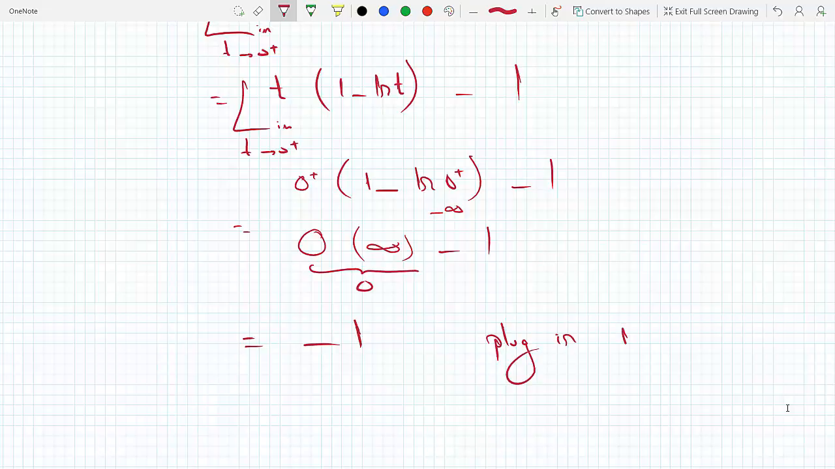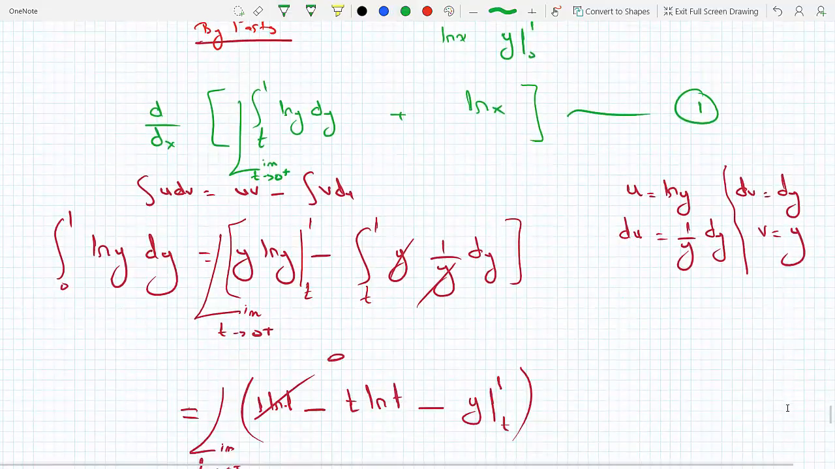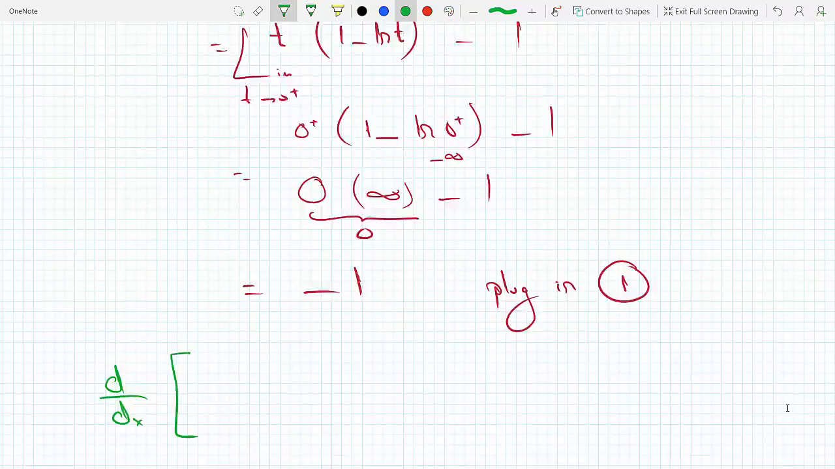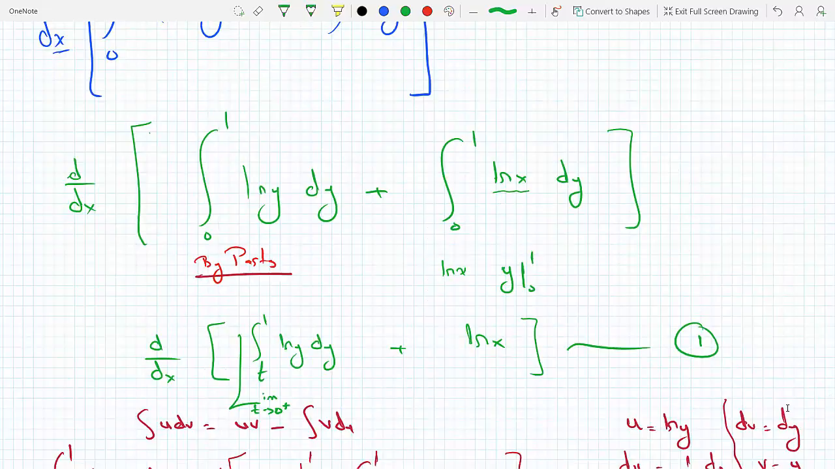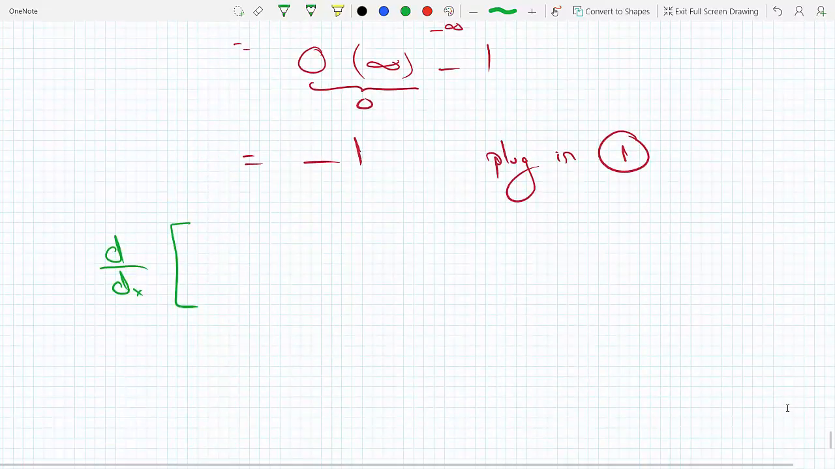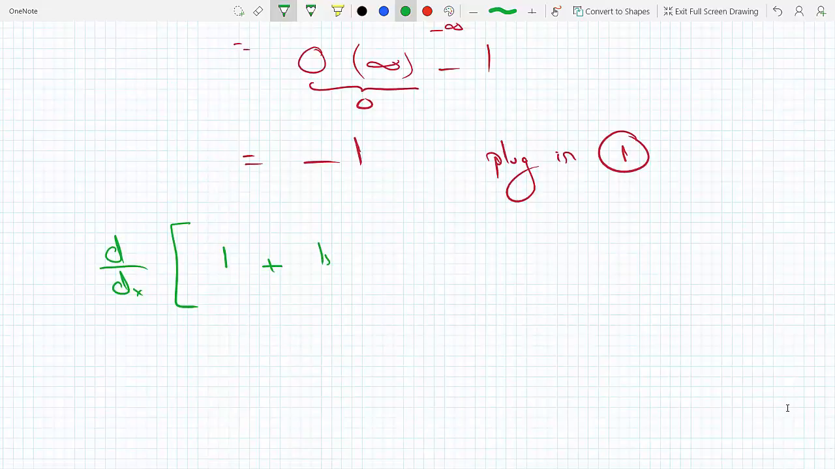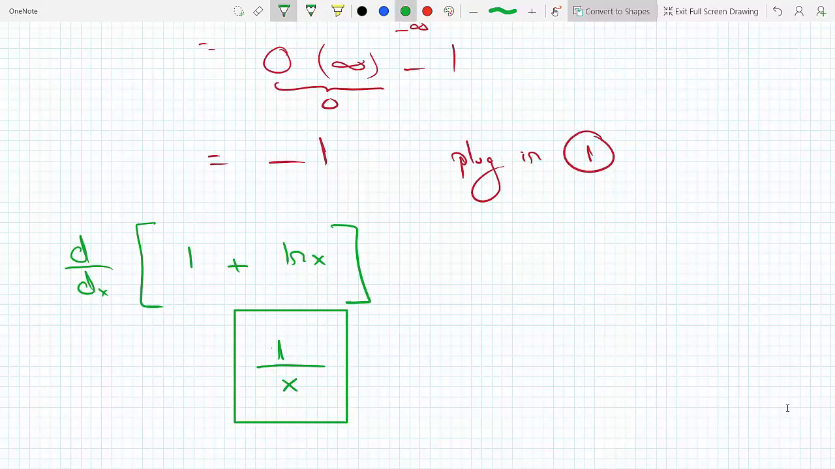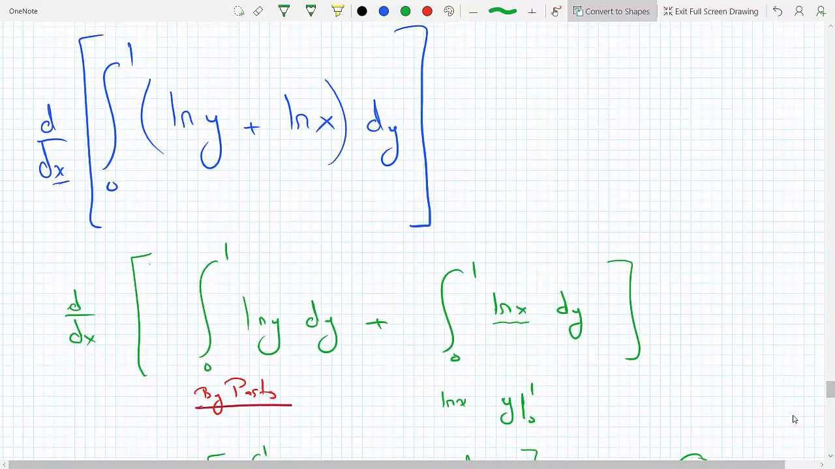So this is the first part of the integral. If I plug it in, I would get now d over dx of this whole thing, which turns out to be 1 plus ln x. And then I just differentiate with respect to x. So obviously the first part is 0 and the second part is 1 over x. This concludes this problem.